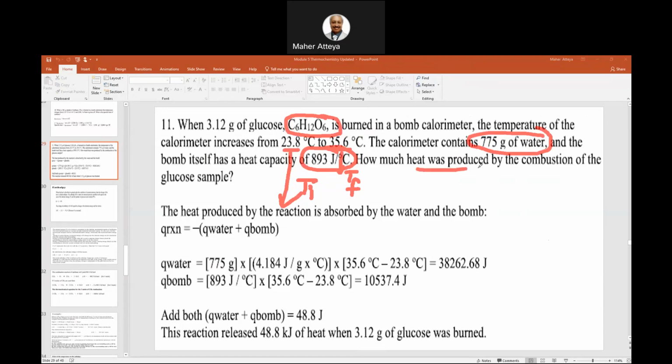How much heat is produced by the combustion of the glucose sample? So it's asking how much is produced. Well, because of the heat of this 3.112 grams glucose, correct? After we combust the glucose, we'll get CO2 and H2O plus heat. The heat will be warming up our H2O inside the calorimeter.